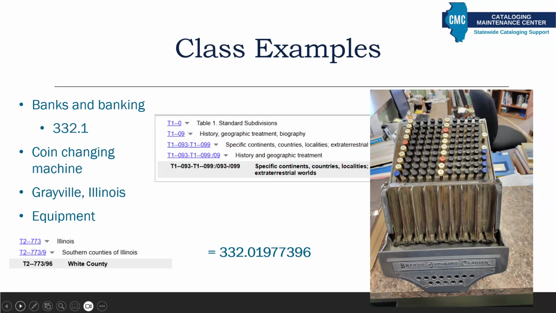Of note, you can rarely add a geographic number that is for a city. Usually only big cities like Chicago and New York City, etc., would have their own Dewey number. Otherwise, Dewey is divided by country, state, and county or smaller geographic area. So we're going to choose United States, specific states, which would be Illinois, and then we're going to look for the county Grayville is in, which is White County. And that leaves us at our overall number of 332.10977396.